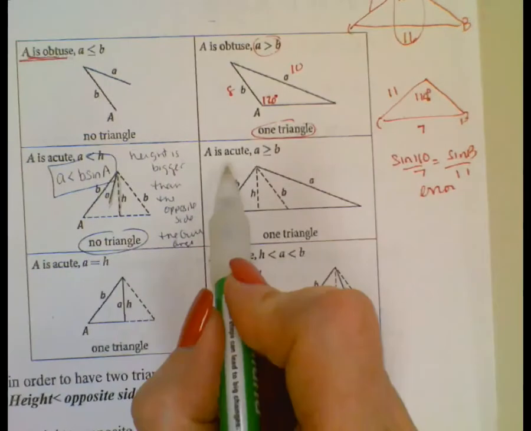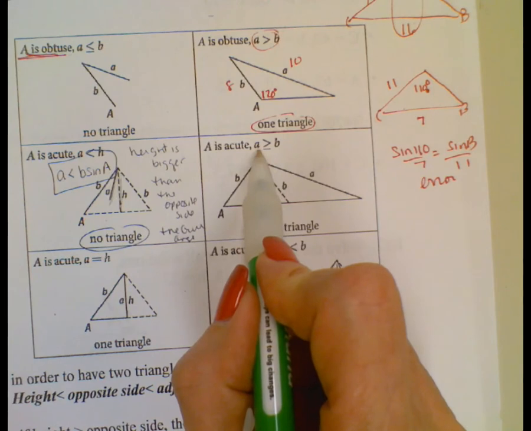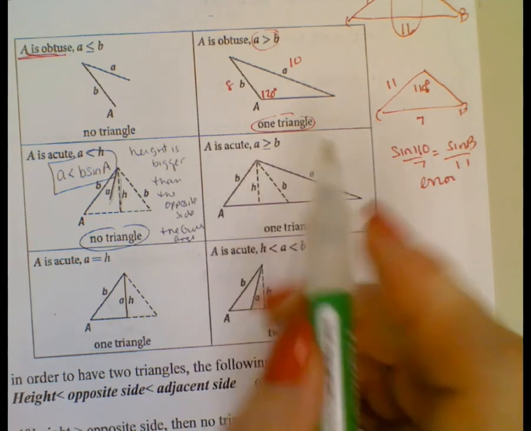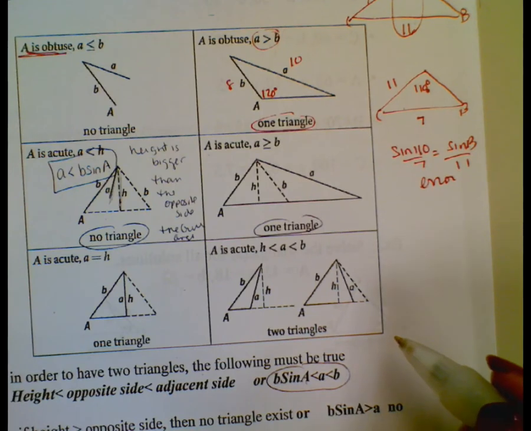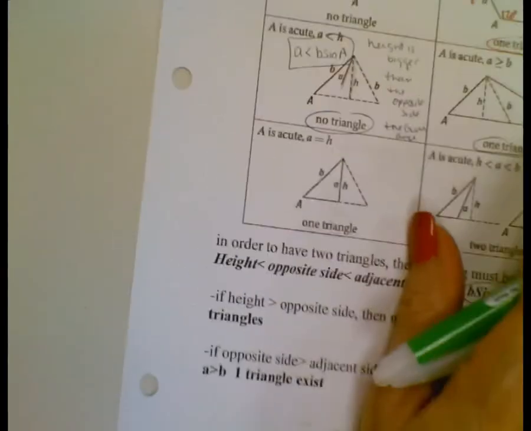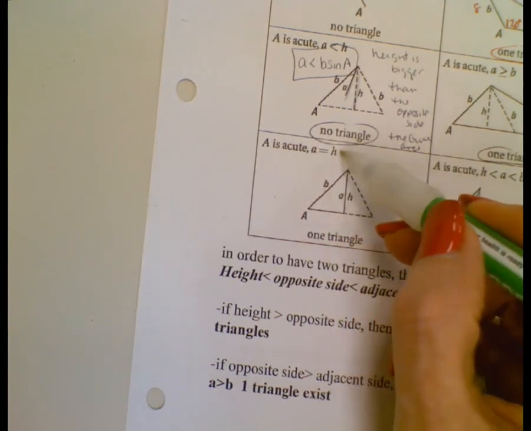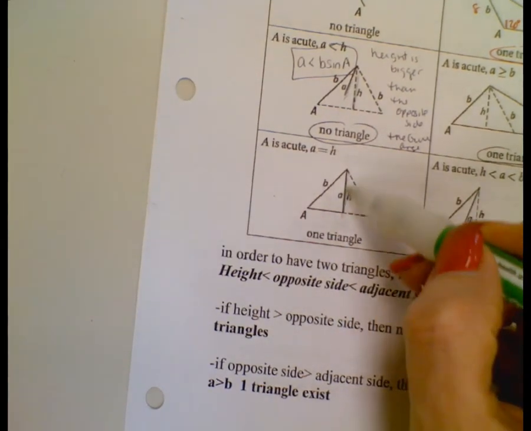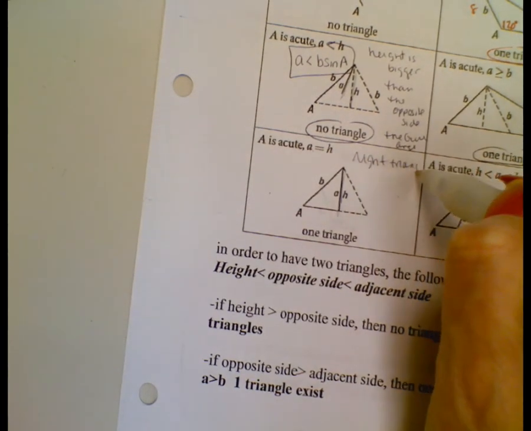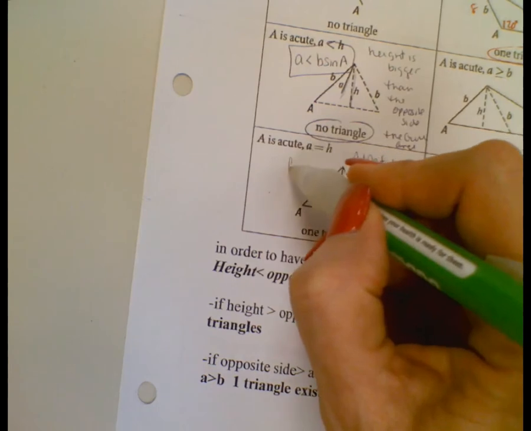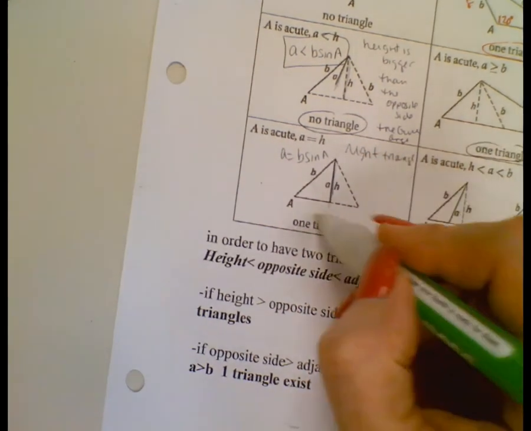Now, if the angle A is acute, and its opposite side A is greater than B, there's always one triangle. Here's another case. When A is acute and A and H are the same, like this, then you actually have a right triangle. If A is ever equal to B sine A, you have a right triangle, and that means you have one triangle.